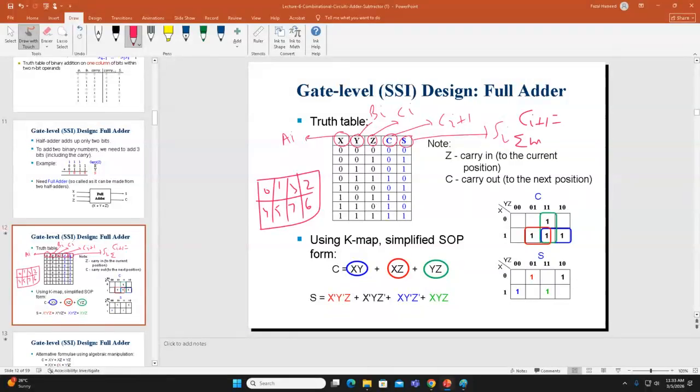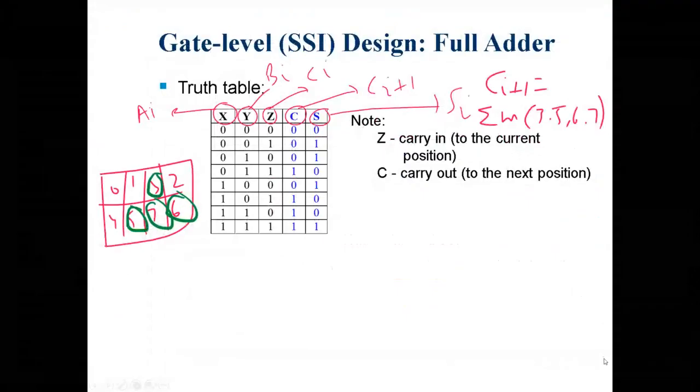It's Sigma m of 3, 5, 6, and 7. So 3 will be 1, 5 will be 1, 6 will be 1, and 7 will be 1. Can you see here? This is the same pattern. Got it? The same pattern. Similarly, you can find it for S. So we found the expression and the K-map.